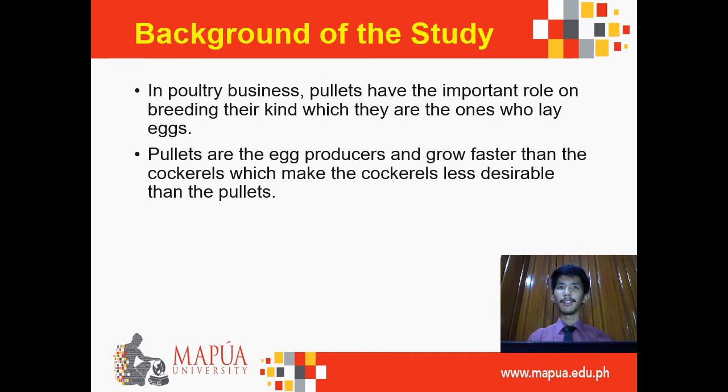In this slide, it talks all about the background of the study. In poultry business, pullets have the important role on breeding their kind, which they are the ones who lay eggs. Pullets are the egg producers and grow faster than the cockerels, which make the cockerels less desirable than the pullets.